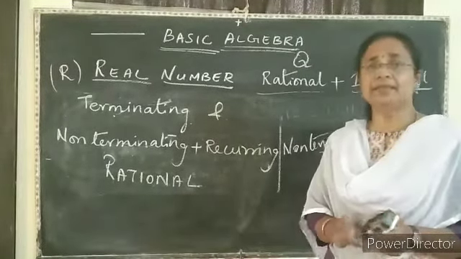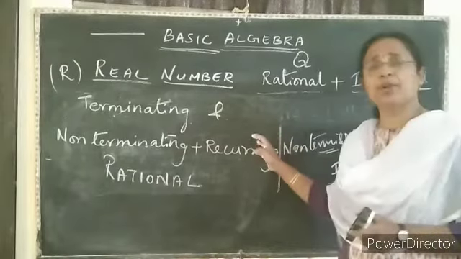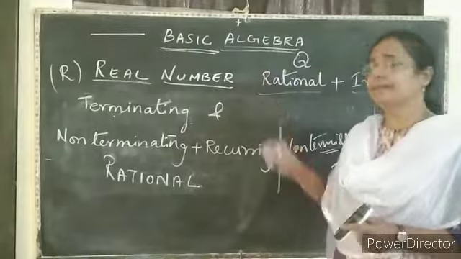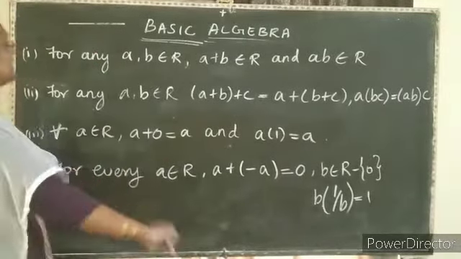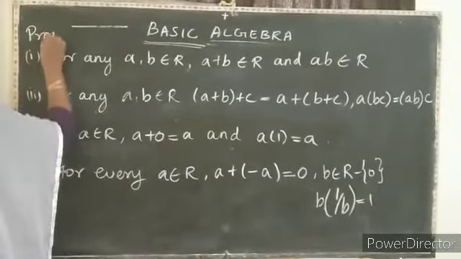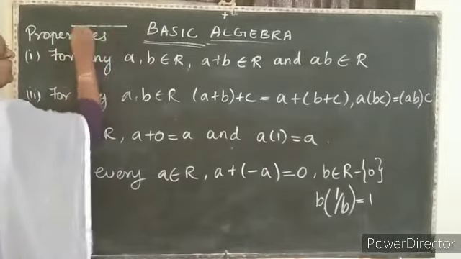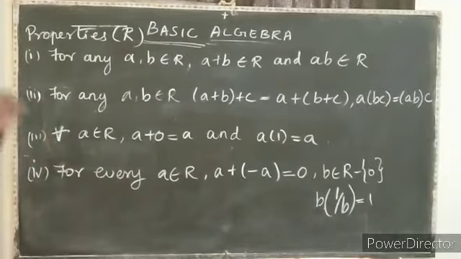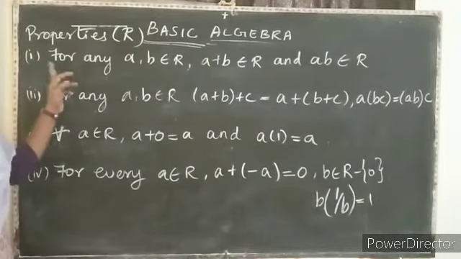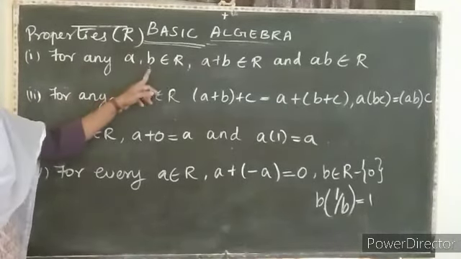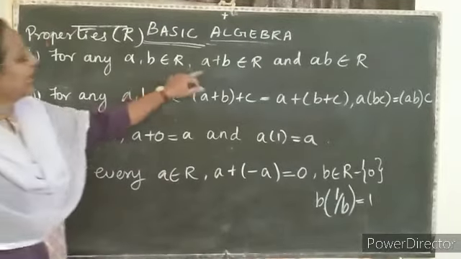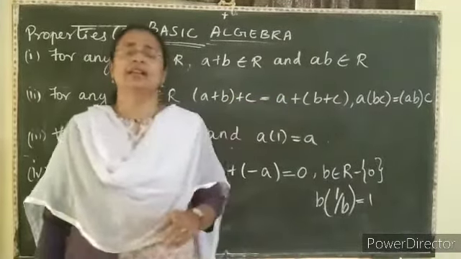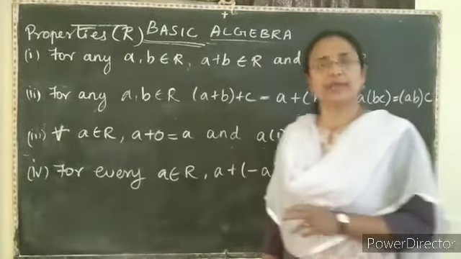It's very simple. Before getting into the problems, if you know the properties, it will be well and good for you. Shall we continue? Okay, students, now let's discuss the properties. What are the properties of the real number? Now look into this. For the first point, for any a, b belongs to R, a plus b belongs to R and ab belongs to R. A very simple concept to be understood.